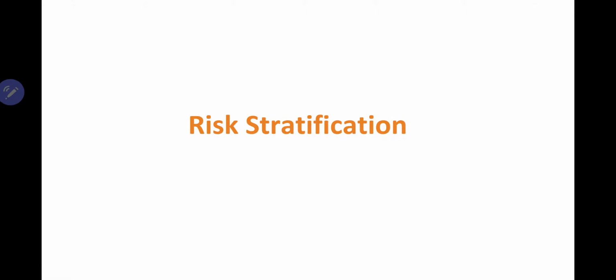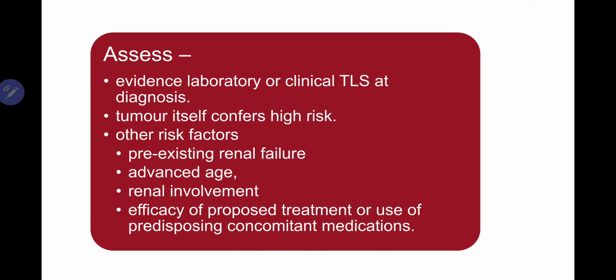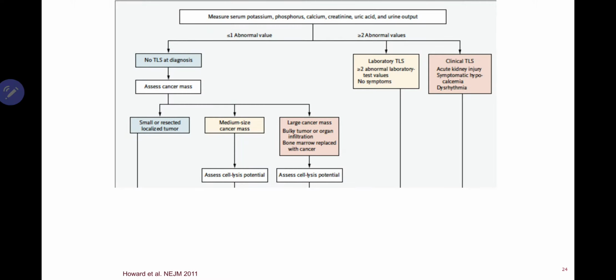Let us see the risk stratification of the disease. We must all assess before start of treatment any evidence of laboratory or clinical TLS at diagnosis itself, and if the tumor itself confers high risk, they should be closely monitored. And if there is pre-existing renal failure, advanced age, renal involvement, or the efficacy of the drug that we use is very potent, the patient should be categorized as high risk disease and should be monitored closely. The management in the flowchart is mentioned. We'll be covering it in the following lecture. Let us see it later.